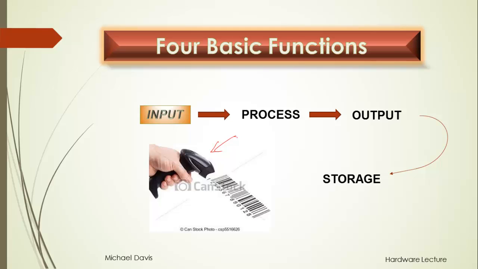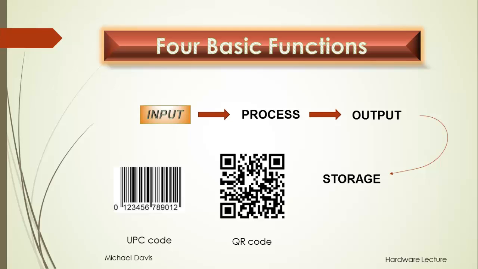The barcode reader. Speaking of barcode readers, this is one. This is a UPC code, Universal Product Code is what that means. And this is a QR code over here. This other one is a different type of code. QR stands for Quick Response.